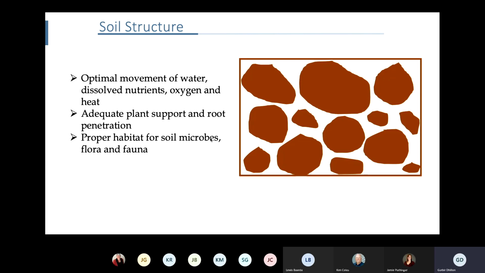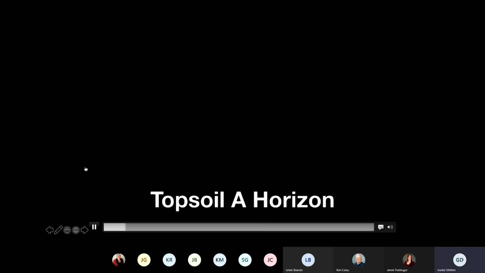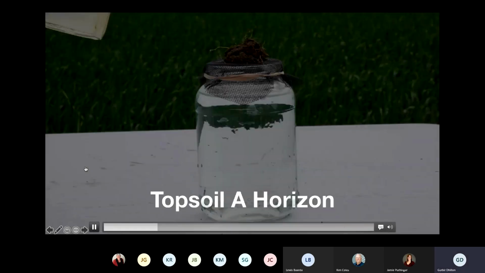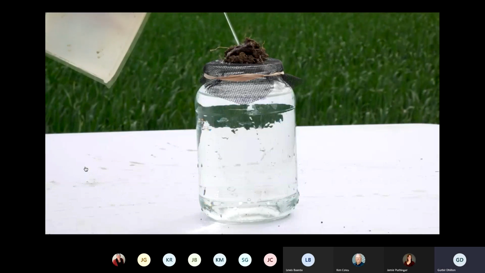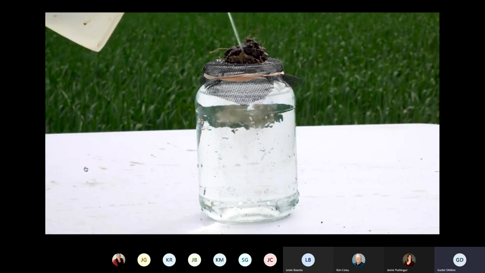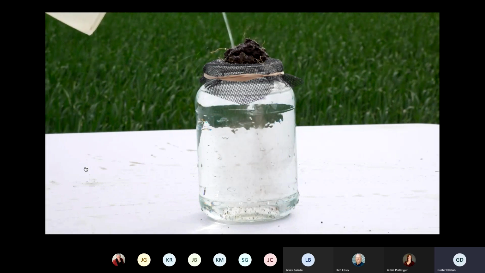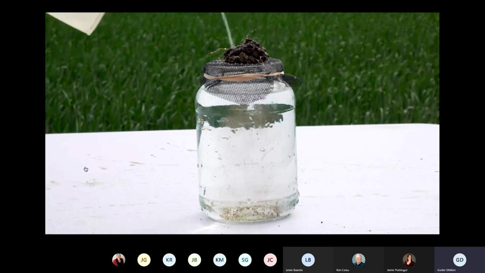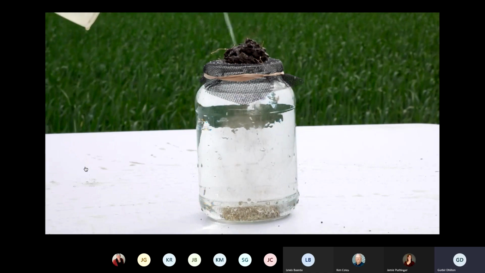There are the following videos. These videos here show the stability of aggregates for different kinds of soils. This is from topsoil sample. These soils have nicely formed aggregates. You can also see some of the roots, and they hold up nicely when we apply water to them, indicating that aggregates are held up pretty strongly.